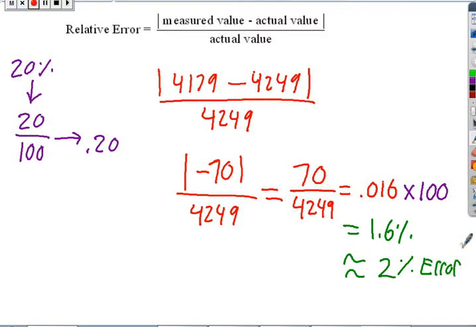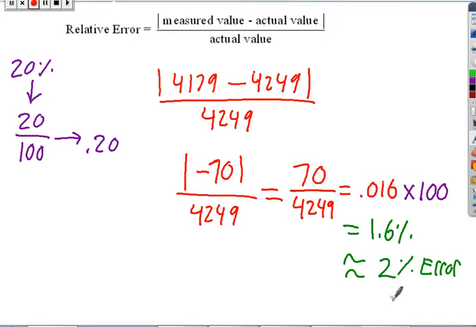Now this could really help us talk about it. What this tells us is that the amount of error in our approximation compared to the actual value was 2%. So we were off by 2%. Another way to think about it is we were 2% wrong in this calculation.